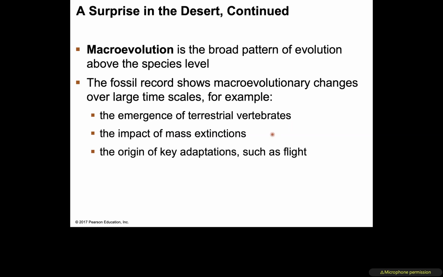Next, a good example would be the origin of key adaptations. As you look at the fossil record and go through time, you can actually see changes such as flight wings evolving. In reality it is a step-by-step process, but in the fossil record you see big jumps where a feature wasn't present and then all of a sudden it is present. You can see that consistently all throughout the Earth in different strata. It is very consistent.